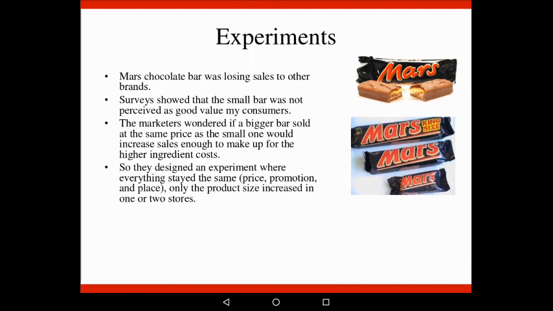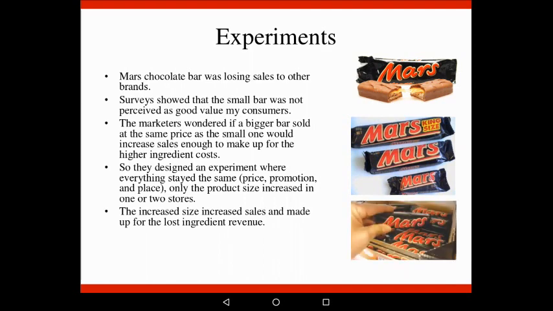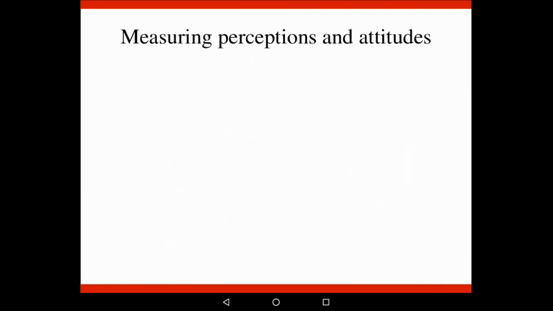So they designed an experiment where everything stayed the same. The price was the same, the promotion was the same, the place was the same. All they did was they changed the product size in one or two stores. The increased size increased the sales of those chocolate bars and made up for the lost ingredient revenue. The experiment worked, and they rolled out their plan to all the other markets, and sales increased dramatically. Clever, eh?